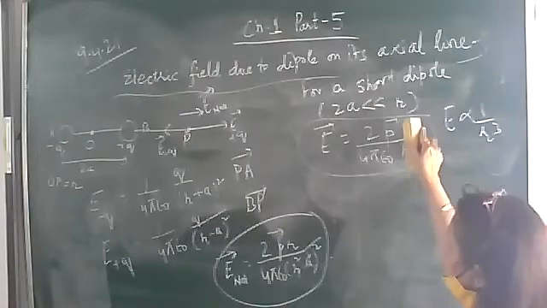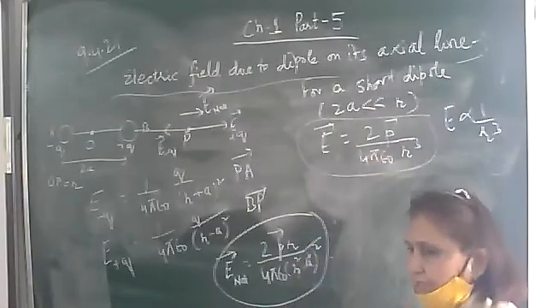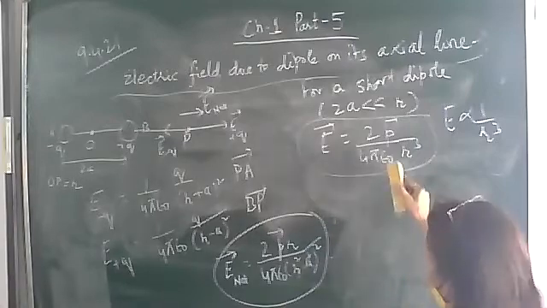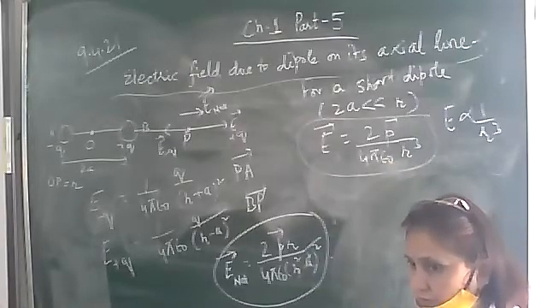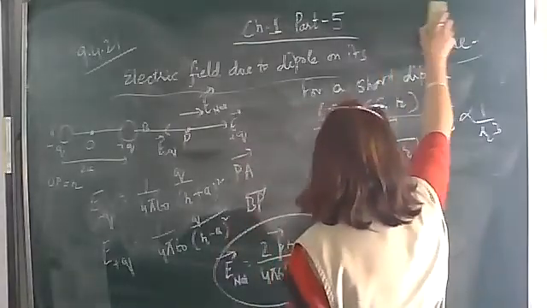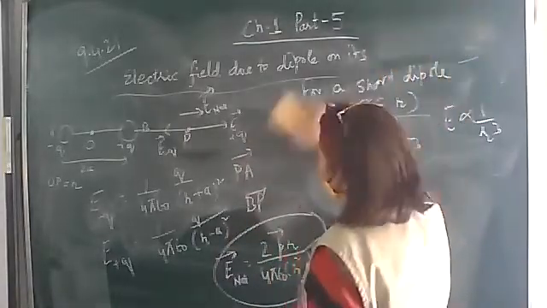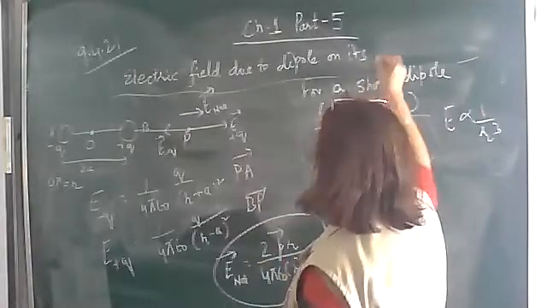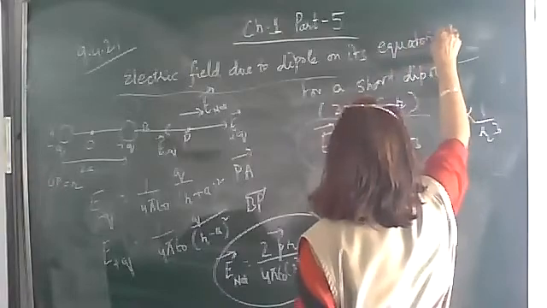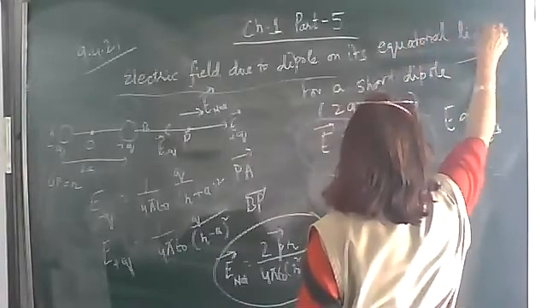So one case here we have considered is if the dipole length is very, very short. Such a dipole, we call it a short dipole. So note down this also. Now we'll find out the electric field due to a dipole on its equatorial line. So the next heading is on its equatorial line.